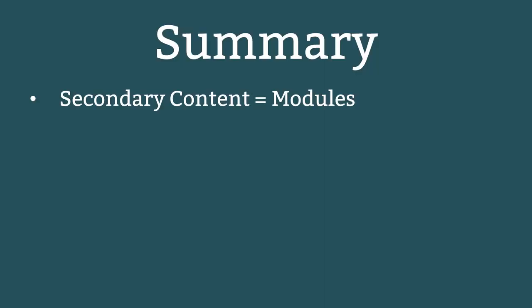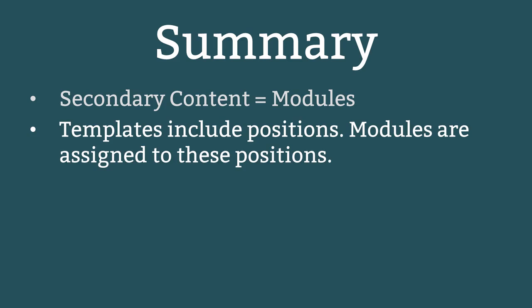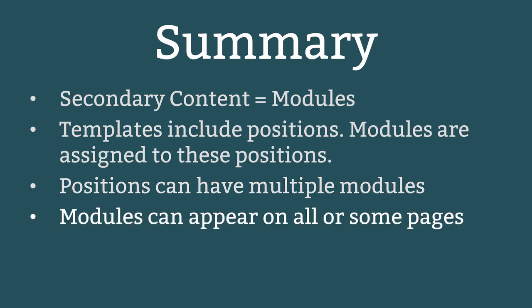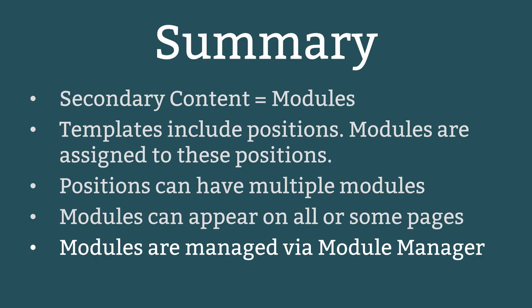Here is a summary of the major points covered in this lesson. In Joomla, secondary content items are usually created with modules. Templates consist of several positions. Modules are assigned to a position. Template positions can display multiple modules. Modules can appear on all website pages or just pages you specify. And modules are created and managed on the Module Manager page in Administrator.